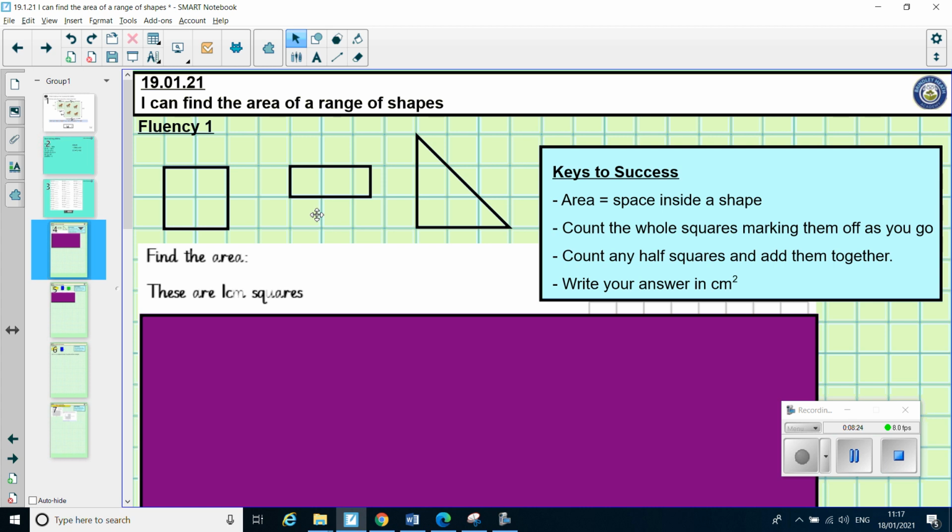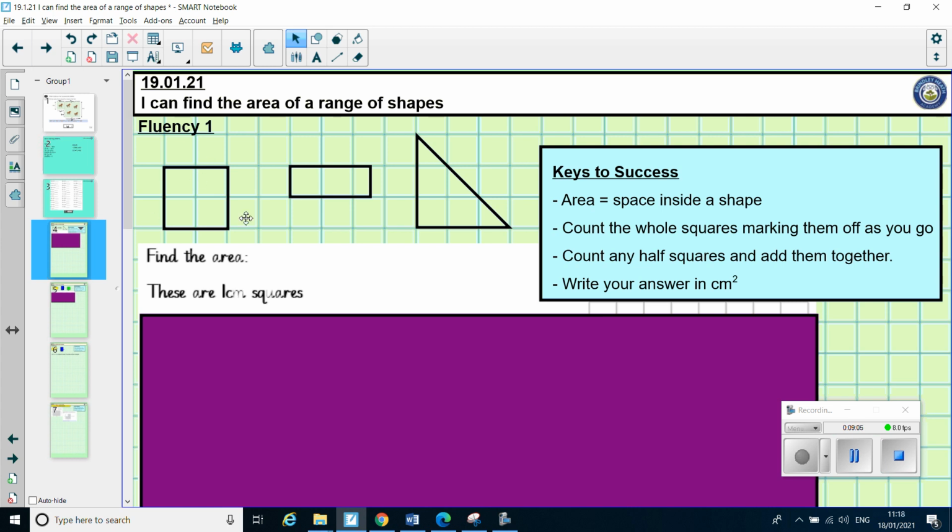So for our Fluency 1 questions, we're going to be finding the area by counting the squares. Now this is something that you've probably done lower down the school, but it often comes up on SATs tests in year 6 as well, where the question simply asks you to count the squares to find the area. I'm imagining for all these questions today that these are 1 centimetre squares. I haven't measured my screen, and it depends whether you're viewing this video on a phone or a laptop or an iPad, but for the sake of it today, we're calling these 1 centimetre squares.